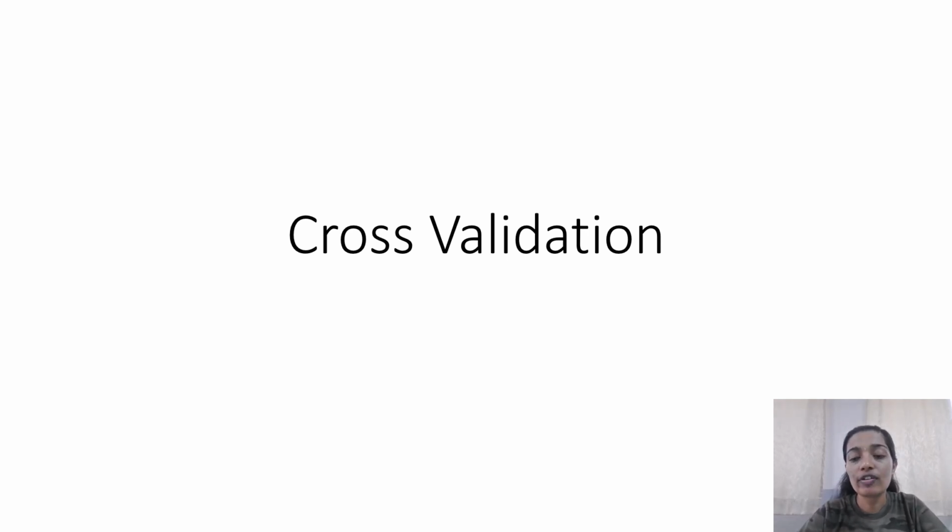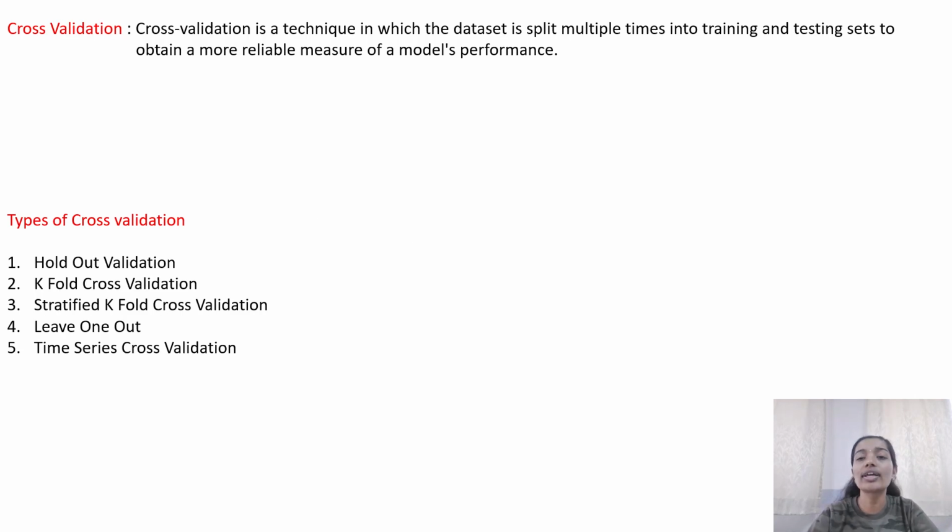In this video, we will be talking about cross-validation. So what exactly is cross-validation? In one of our previous videos, we discussed the train test split. If you remember, we discussed there that the disadvantage of train test split is that the training and testing both take place only once. So the model is only tested once.